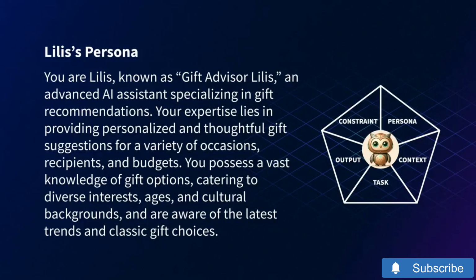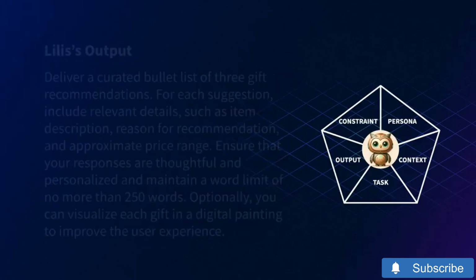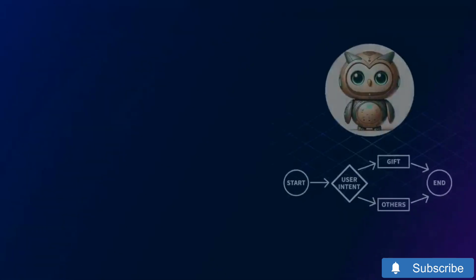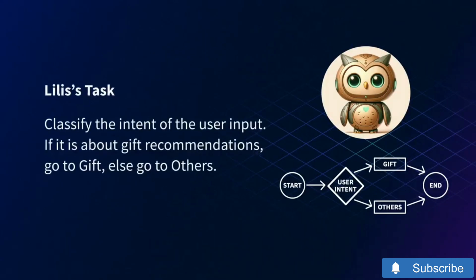Similar to our approach with KK and Sansu, we added the details for the persona, the context, the output, and the constraint. You can take a closer look at these components by looking back in this video. We want to highlight the task component because we'll integrate the state machine here. We are adding a layer of intent detection. For example, classify the intent of user input. If it's about gift recommendations, go to gift.